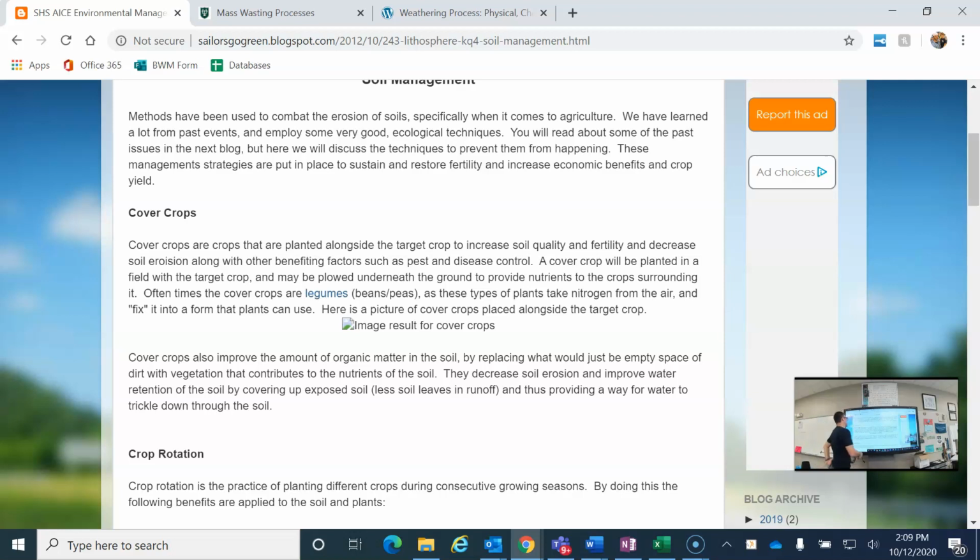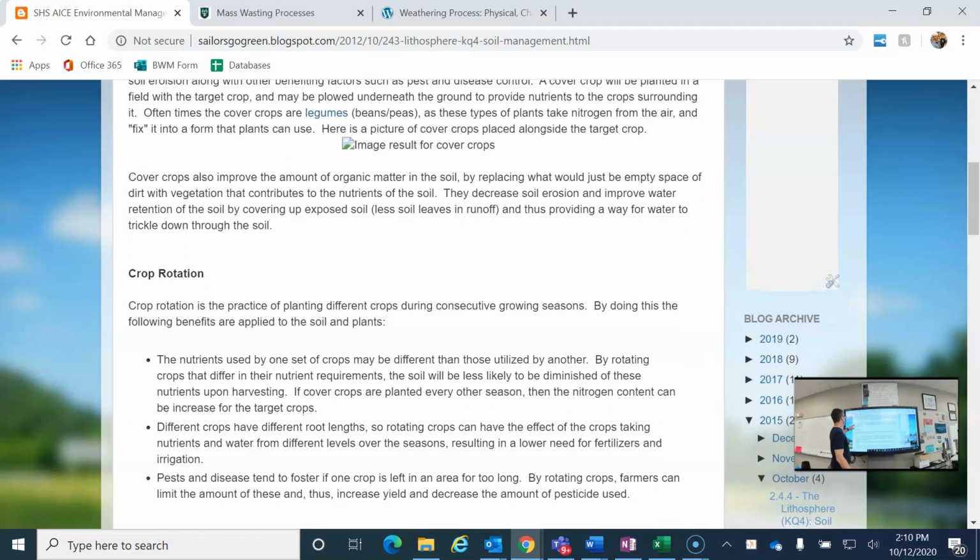Oftentimes the cover crops are legumes, which are basically your beans and your peas, because these are nitrogen fixers, which take nitrogen from the air and fix it into a form that the plants can then use. It's really awesome. Cover crops also improve the amount of organic matter in the soil by replacing what would just be empty space of dirt with vegetation. They decrease soil erosion and improve water retention by covering up exposed soil and providing a way for water to trickle down through the soil and then get to the other crops.